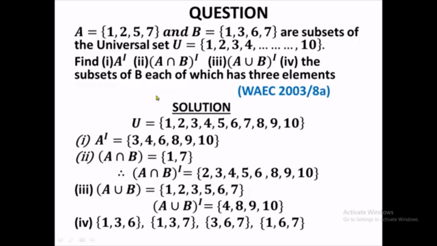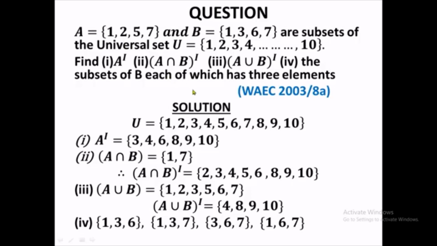From the couple of videos we made in the past, we have explained what the complement of a set is all about. That is, the elements in the universal set that are not in a particular set are the complement of that set. In this case, the universal set will have elements 1 to 10. Therefore, the complement of set A will be the elements in this universal set that are not in set A. You can see that we have 1, 2, but 3 is not there, so 3 is one of the elements in the complement of set A.